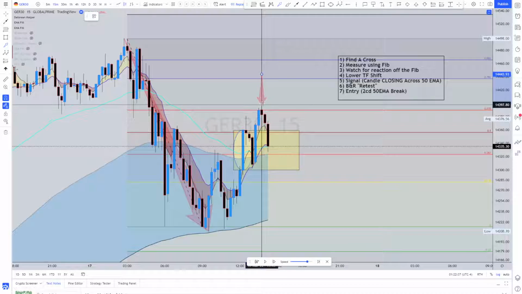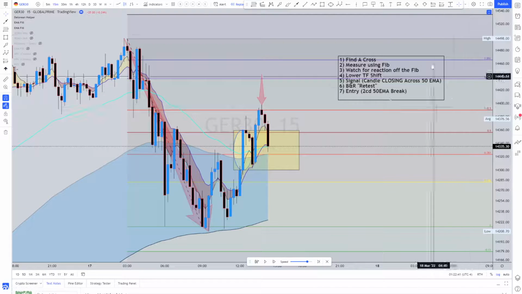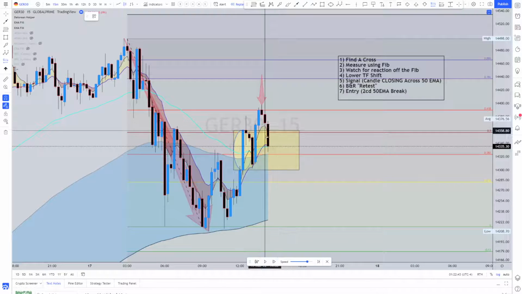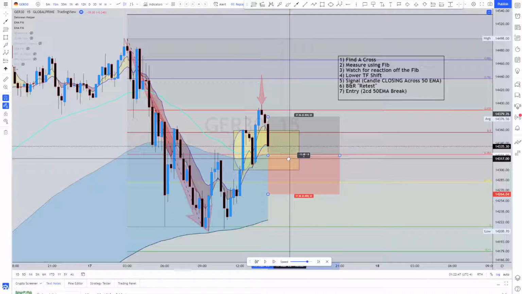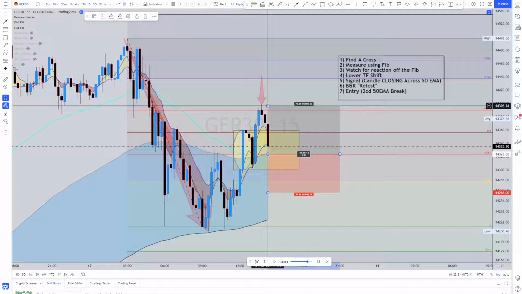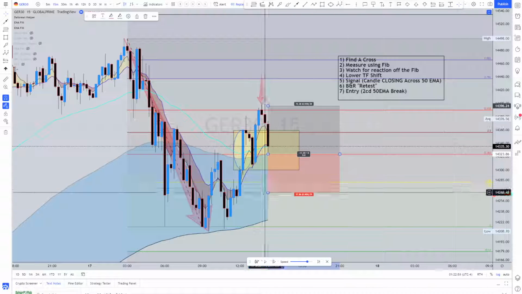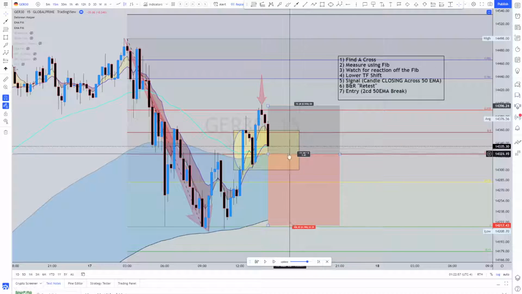I see we got a reaction right here off that 618. So if I see the reaction off the 618, I'm going to count 2 fib levels down. 1, 2. This is my main fib level I'm trying to enter off of. Stops above it, recent structure, that just so happens to be 2 levels down. And my first target is always recent structure. Now let's see what happens.